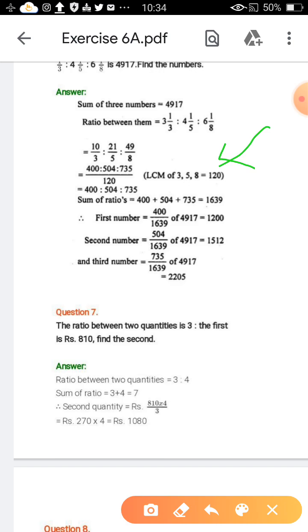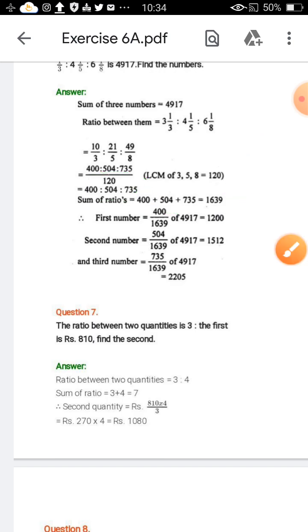So what is the ratio? Multiplied by 120, what is our proper ratio then? 400, 504, 735. Okay, so what is the sum of the ratio? Take their sum. The sum will be 1639. Okay, then the first number.